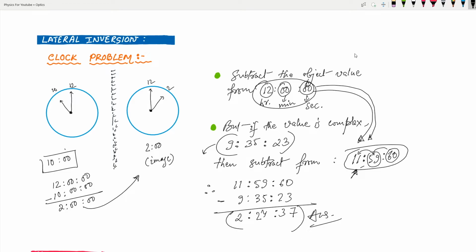If the value is simple like 2 o'clock, 3 o'clock, 5 o'clock, 6, 7, 8, use the first method. If minutes and seconds are involved, then use this one, and you'll easily get the answer. I hope the concept regarding clock problems is now clear. Now let's move on to our next concept.